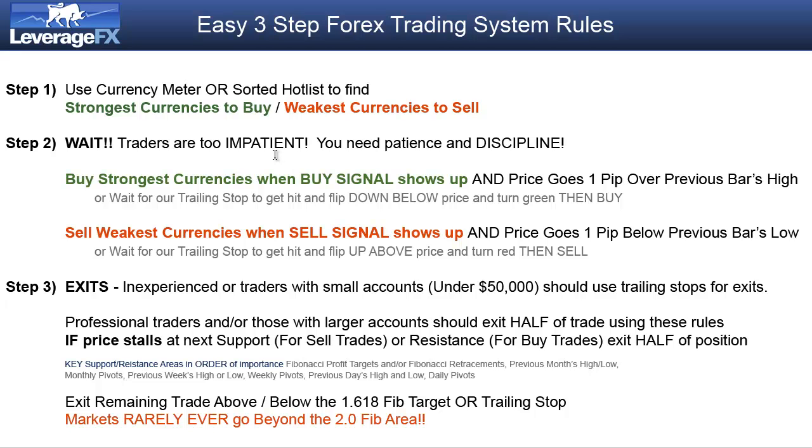For new traders, the first step is to use a currency meter or hot list to find the strongest currencies to buy and the weakest ones to sell. With a currency meter, you want to buy the strongest one versus the weakest and sell the weakest versus the strongest.